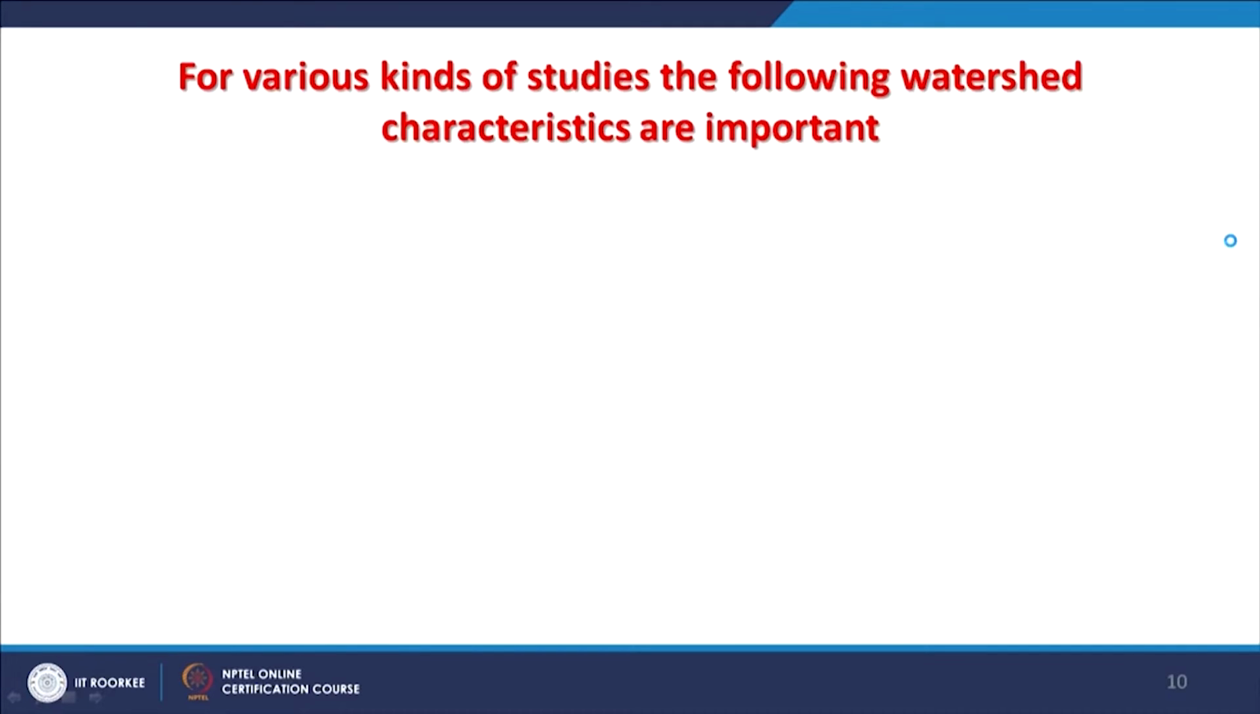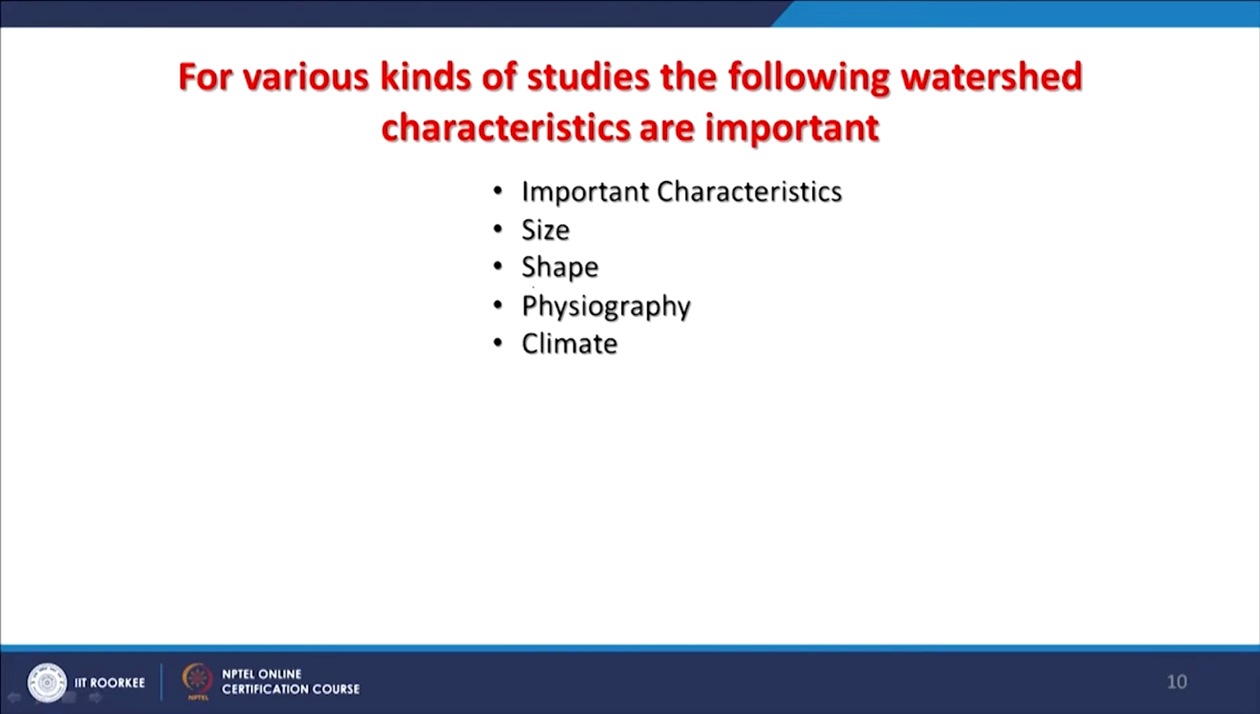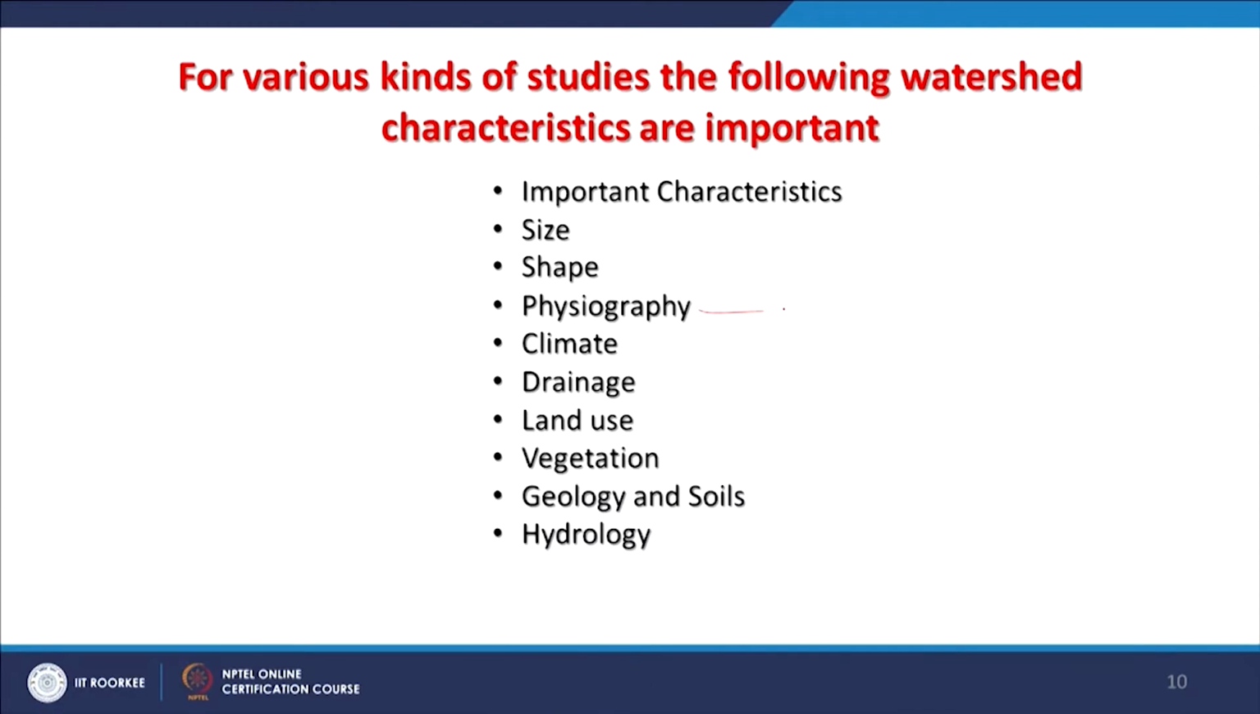Now, there are other uses of watershed characteristics which we can utilize. Important characteristics include size, shape of the watershed, physiography of the watershed, and climate. Physiography will include minimum and maximum elevation, what the slopes are, and other things. They are used for climate studies, drainage studies, land use studies, vegetation, geology and soils, hydrology, hydrogeology, and believe me, this is not an exhaustive list. There can be many other things which we use watershed characteristics for in different studies.